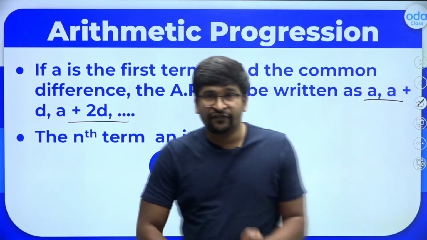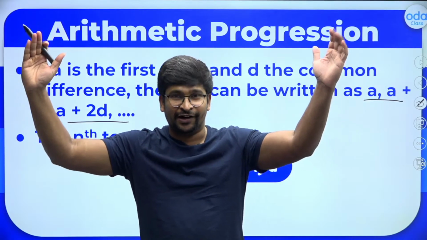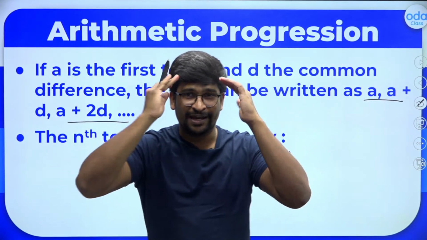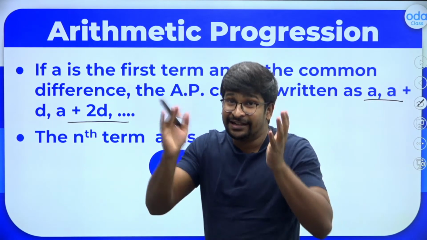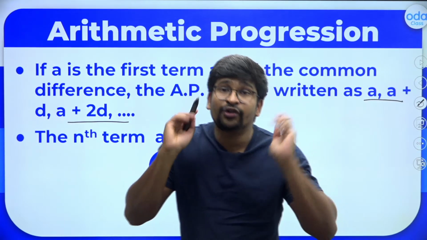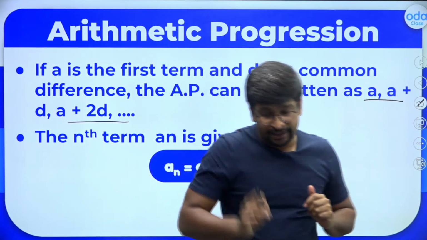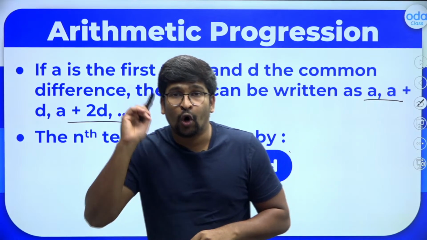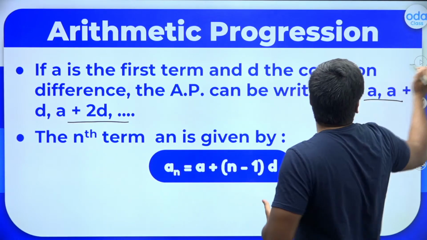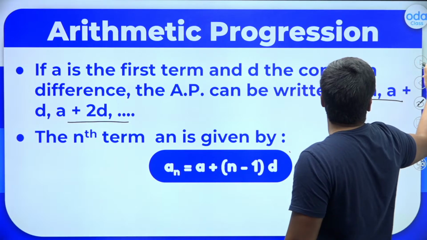Very, very important formula right on the wall in front of you. Don't spoil your wall. What I mean is make sure that you take it to your memory. The nth term of an AP can be found using the formula a plus n minus 1 into d. I hope it is clear to all my dear friends. Let's do a few questions related to this then.